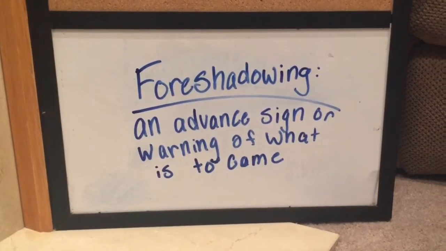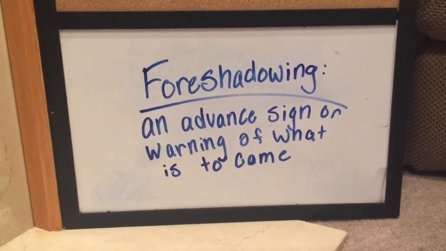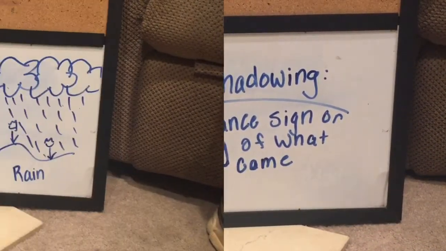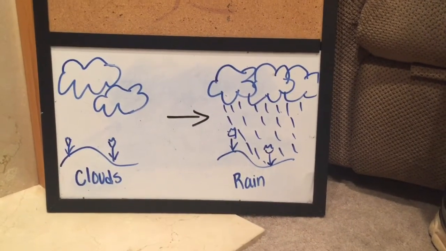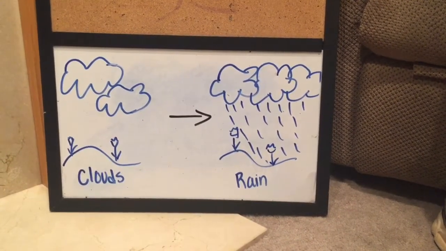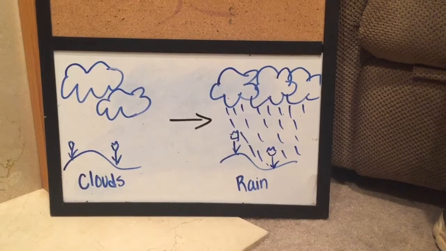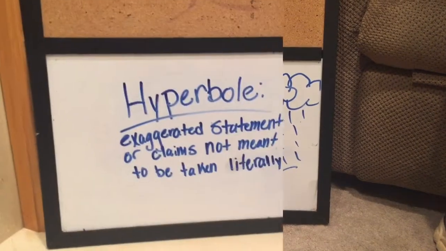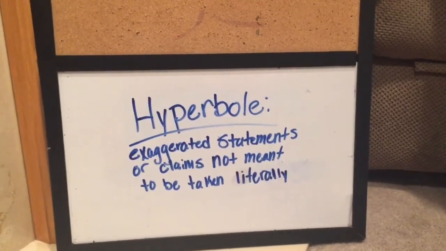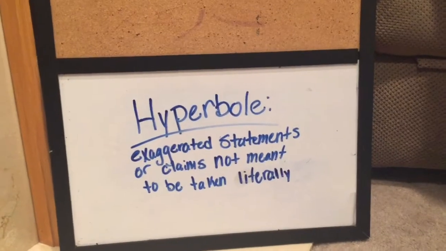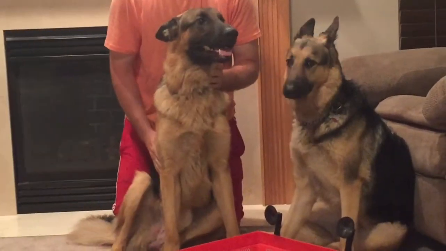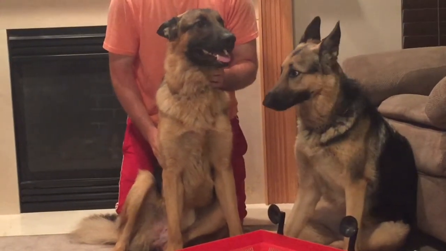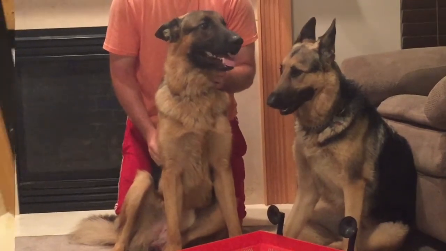The next device is foreshadowing, which is an advanced sign or warning of what is to come. An example of foreshadowing would be when an author describes clouds at the beginning of a chapter and it eventually leads to a rainstorm later in the same chapter. The next device is hyperbole, which is an exaggeration that is not meant to be taken literally. An example of hyperbole is, next to Ava, Brutus looks like he is the size of a horse.